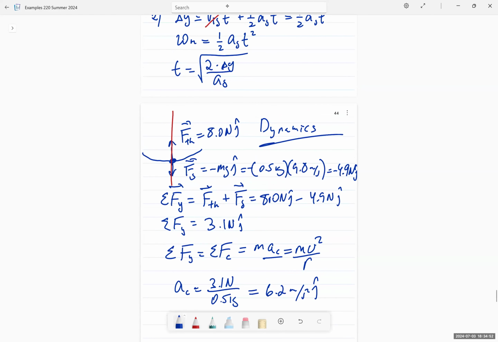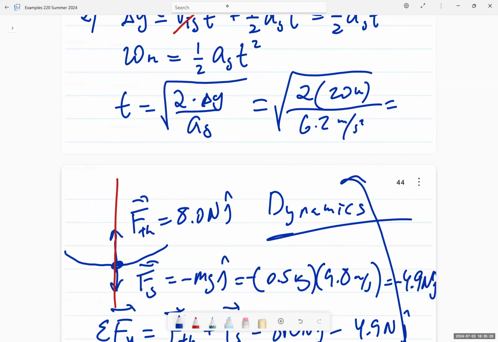And finally, I can use this all the way, plugging it over there. So the square root of 2 times 20 meters divided by 6.2 meters per second squared acceleration, and get time. So time should be 2.54 seconds. Let's say 2.5 seconds. I don't have enough space, but I can just write a little smaller. There you go. That means it takes 2.54 seconds to go from point A to point B.